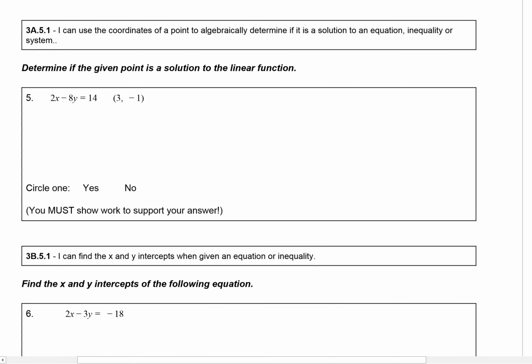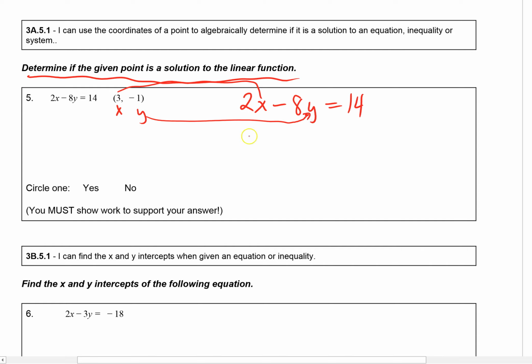Let's take a look at, say, number 5. The thing is, can we determine if the point, this x comma y that they're giving us, is a solution? Well, here's the thing. We've got 2x minus 8y equals 14, and of course that is standard form. We're going to plug in our x, we're going to plug in our y, and we're going to see if it's true. Here's 2 times your x value of 3 minus 8 times your y value of negative 1. Notice I'm writing a little question mark here. We need to see if this is really going to be true.